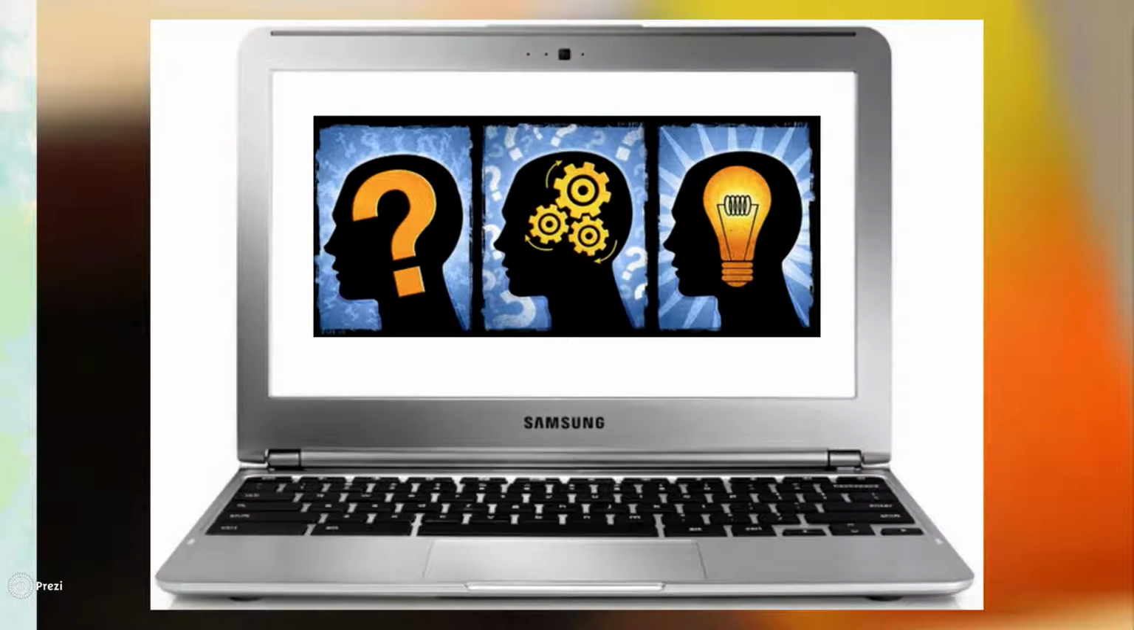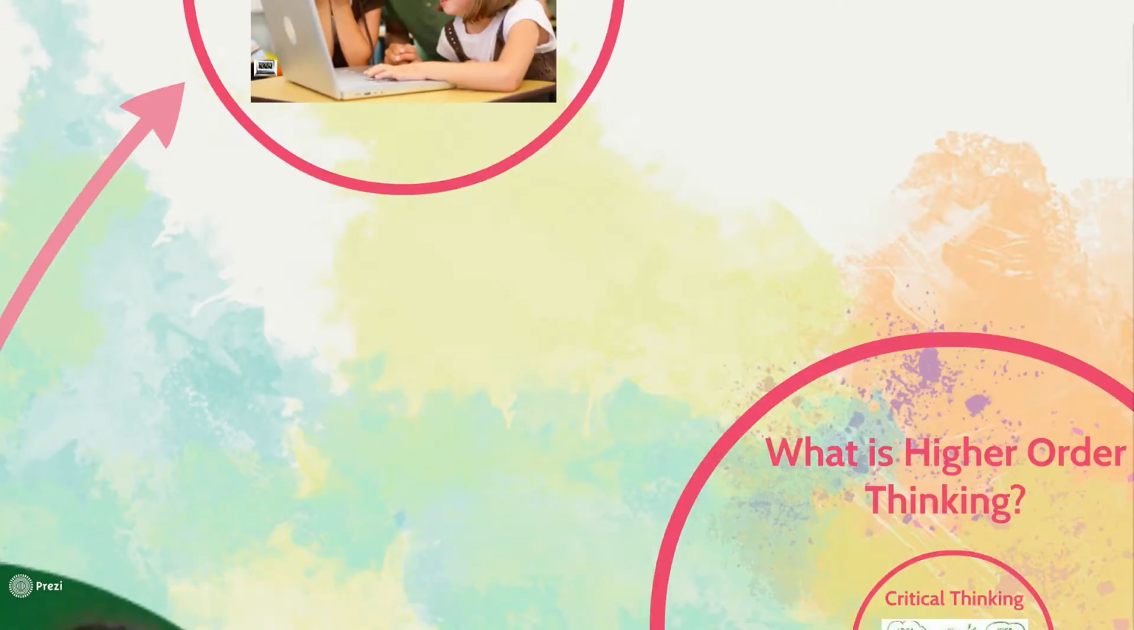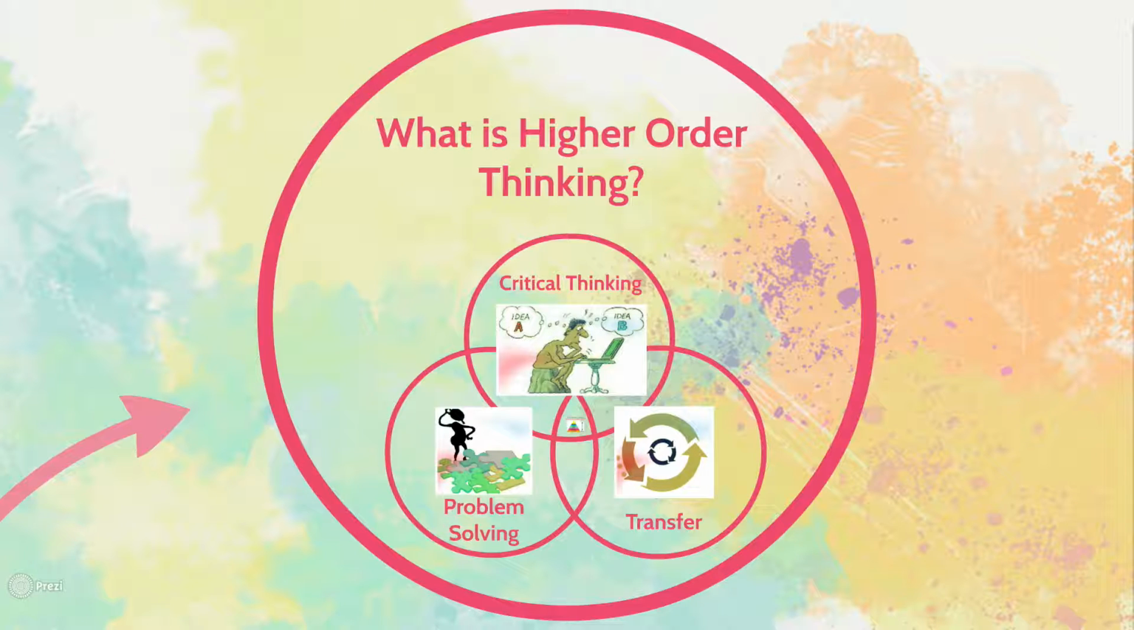How do I use technology to attain these goals for my students? First, I focus on higher order thinking skills for ways to incorporate technology meaningfully into my instruction. Higher order thinking is complex thinking that requires effort and produces valued outcomes. Higher order thinking falls into three categories: critical thinking, transfer, and problem solving.